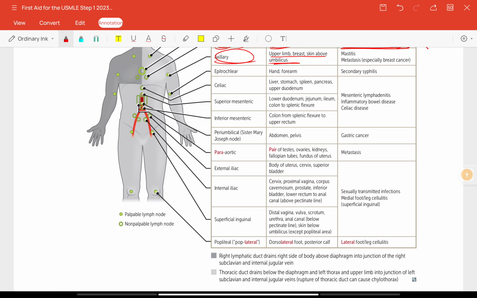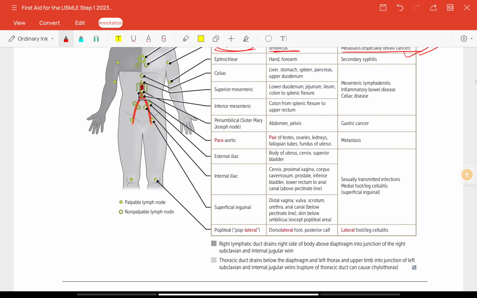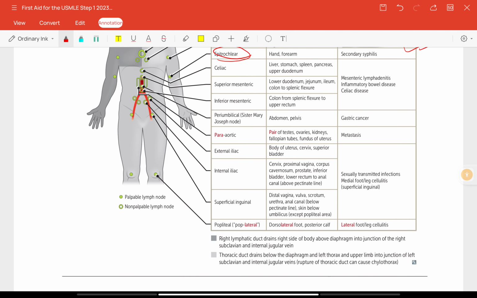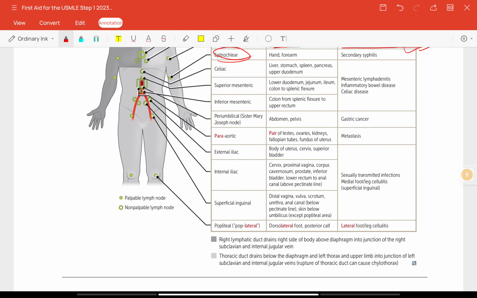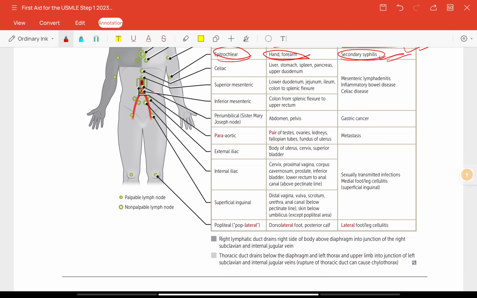Now the next one is axillary lymph nodes, that is drainage from upper limb, breast, skin above umbilicus, and associated pathology is mastitis and metastasis, especially breast cancer. Now epitrochlear has drainage from hands and forearms, and associated pathology is secondary syphilis. We can say associated pathology is secondary syphilis.